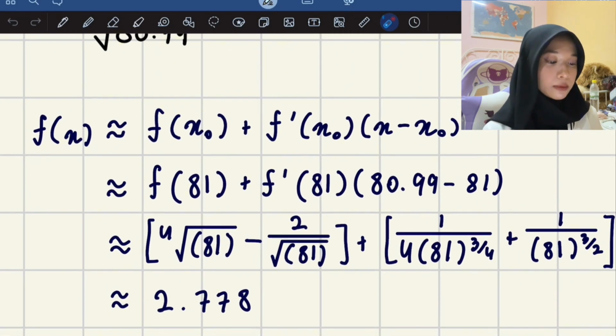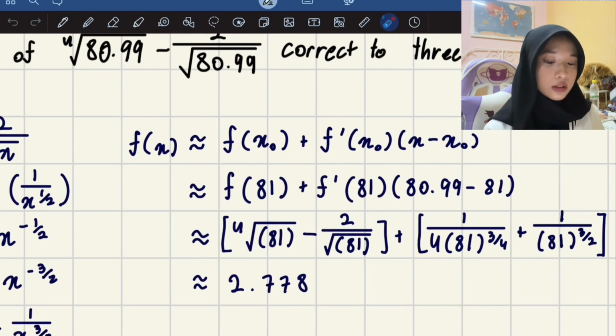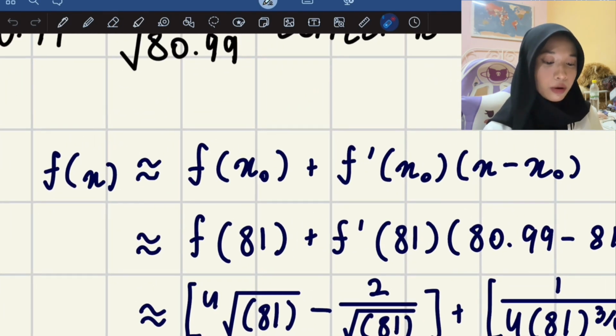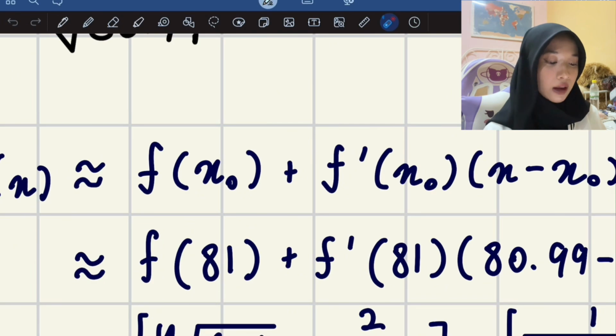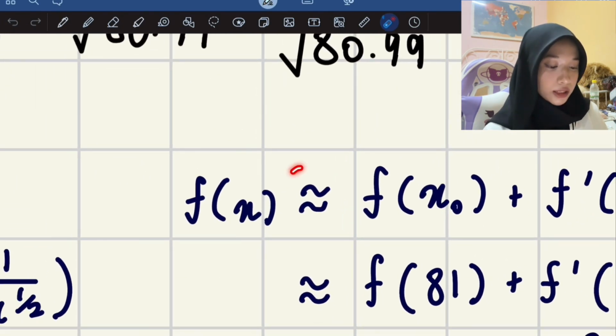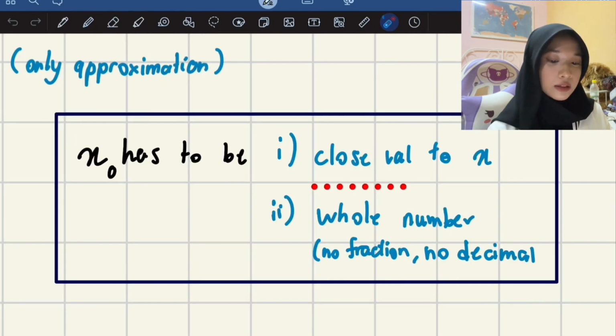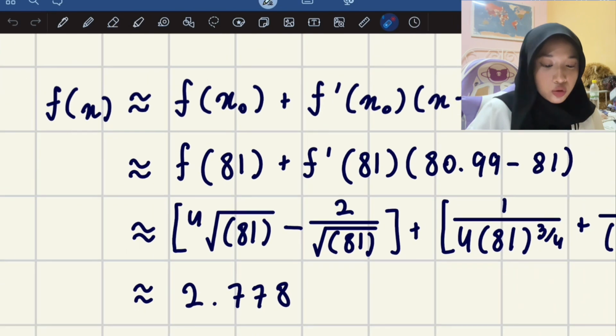So our next step is to use this formula for linear approximation to find the value, which is f(x) approximately equals f(x naught) plus f prime x naught times x minus x naught. Now, what is this symbol? This symbol is not the same as the symbol of equals. It is only an approximation.